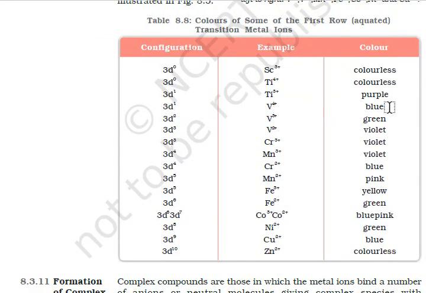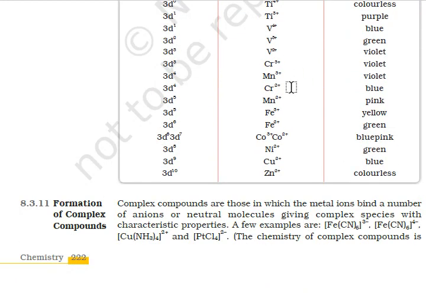Next, vanadium 4+ forms blue, vanadium 3+ forms green, vanadium 2+ forms violet, chromium 3+ forms violet, manganese 3+ forms violet, chromium 2+ forms blue, manganese 2+ forms pink color, ferric Fe3+ forms yellow color, ferrous Fe2+ forms green color, cobalt 2+ and 3+ form blue and pink colors, nickel 2+ forms green color, copper 2+ forms blue color, and zinc forms colorless compounds. Zinc, scandium, and titanium form colorless compounds.